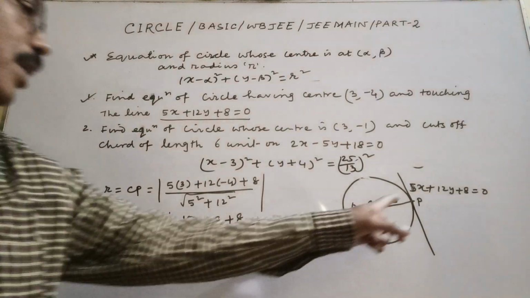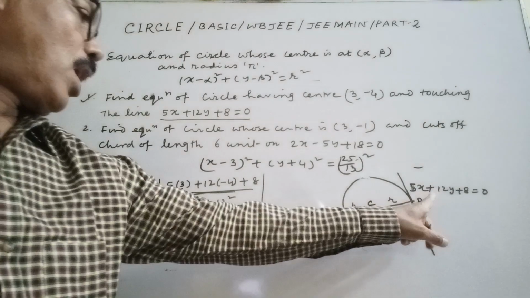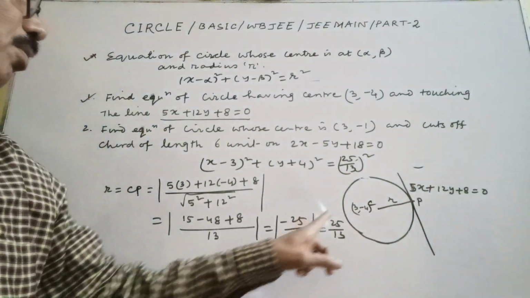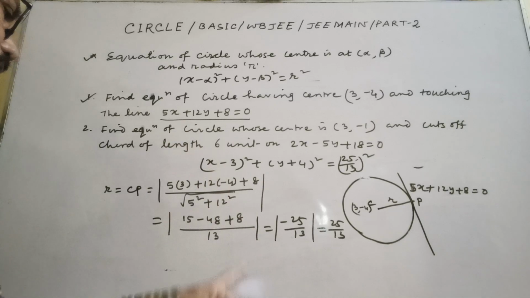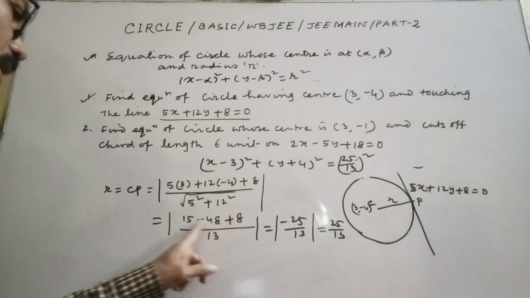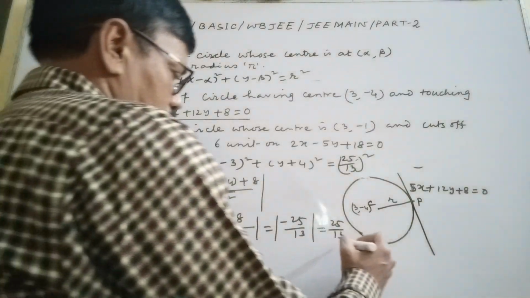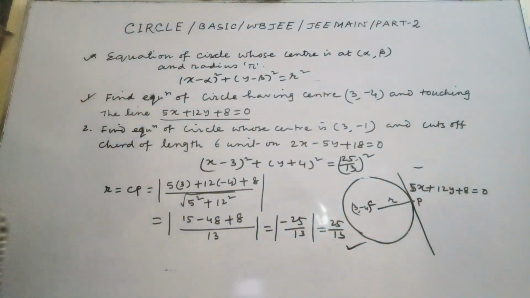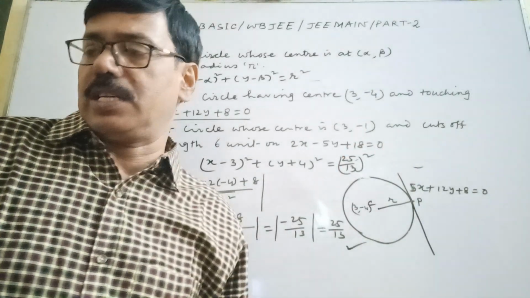So let us verify again. 5 into 3, 12 into minus 4, minus 48, plus constant unchanged. So 15 minus 48 plus 8 is minus 25. So denominator is 13, so 25 by 13. So one unknown, that is r, one condition is given.